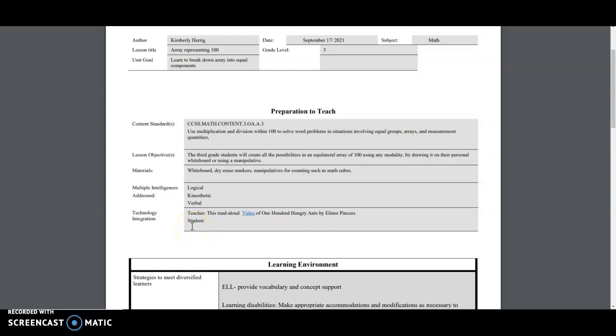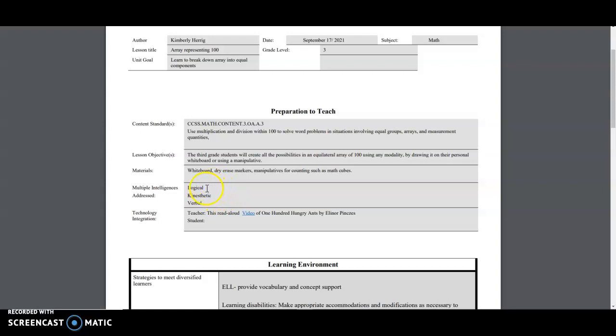Our lesson objective is the third grade students will create all the possibilities in an equilateral array of 100 using any modality by drawing it on their personal whiteboard or using a manipulative. Some materials that we'll need for this are the students' whiteboards, dry erase markers, and manipulatives for counting, such as math cubes. The multiple intelligences addressed are logical, kinesthetic, and verbal.